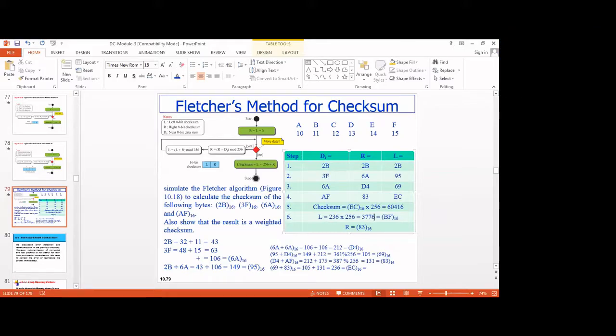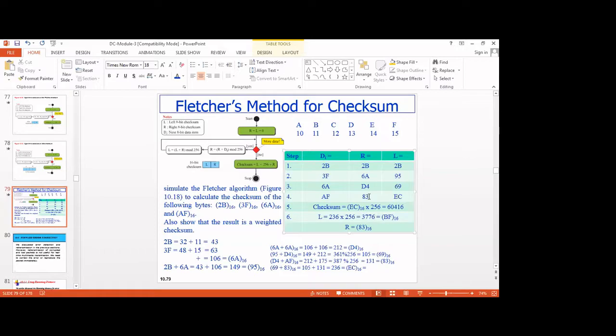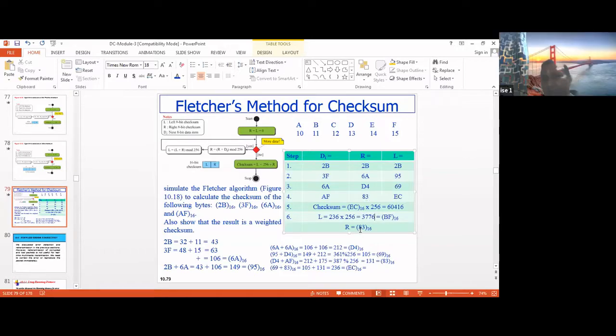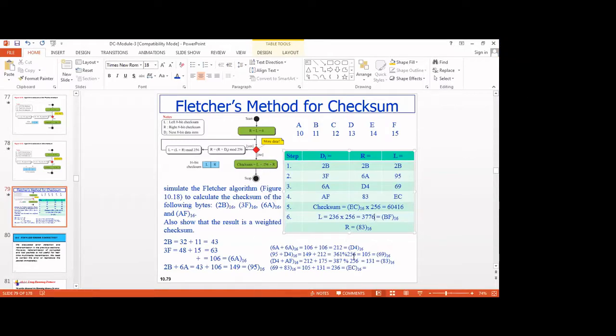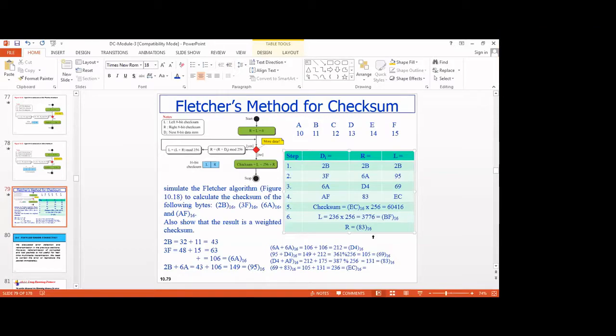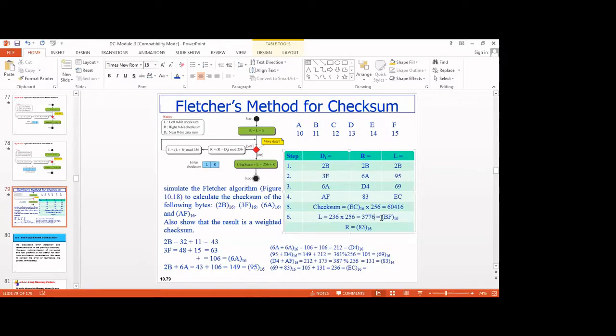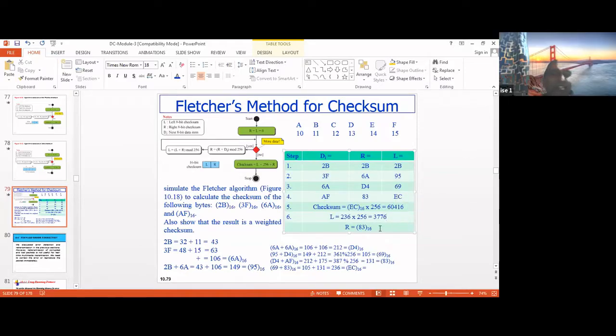In checksum we need to consider R also. R is 83 only. R has already been found, only I have to find L. Plus R means you add 83 to this 3776. I'm getting 3907.